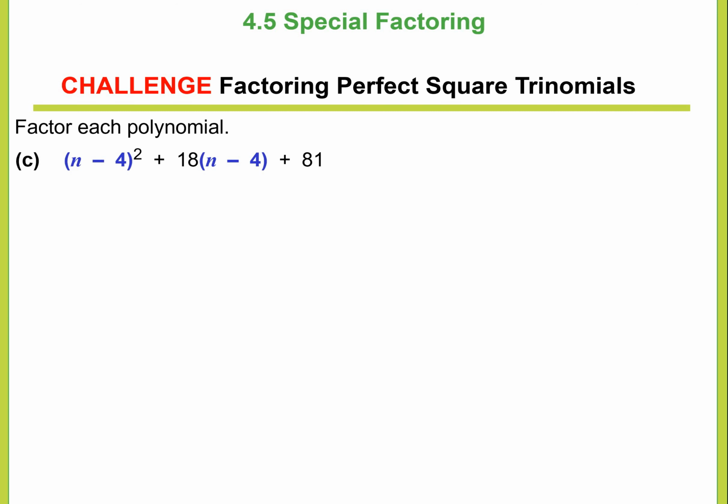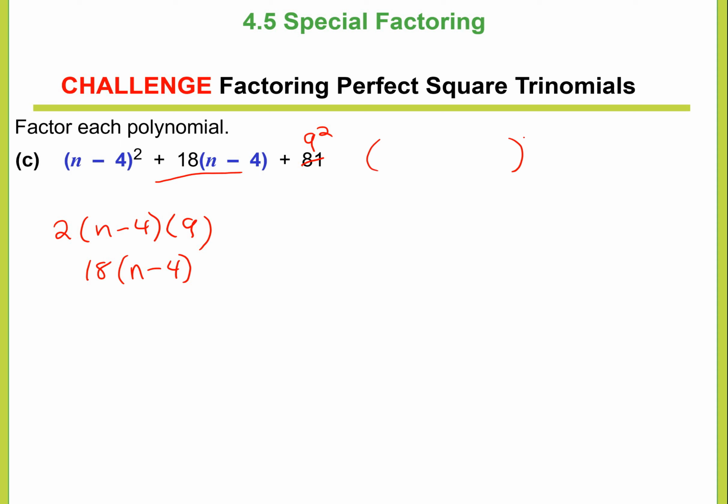All right, a little bit harder one now. So we have this squared, and I'm going to change the 81 to 9 squared so we can look at the 9. So the middle term for this to be a perfect square trinomial has to be 2 times the n minus 4 times the 9, and 18 times the n minus 4.